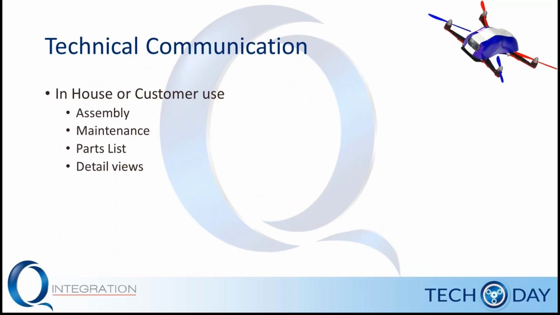When it comes to technical documentation and communicating our design, much of the consumable data that gets created can be used in a variety of different ways. It can be used in-house if you need assembly or maintenance instructions for your manufacturing crew to be able to assemble your design. But it can also be used for customer consumables if they need assembly instructions, maintenance instructions, or if they need to be able to order parts from you. You might have a parts list included and maybe some detail views to help them get a better understanding of some of the detailed components of your design.